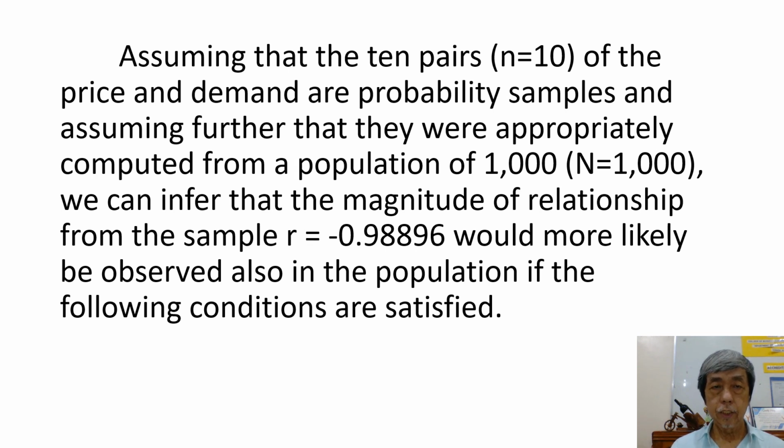Assuming that the 10 pairs of the price and demand are probability samples, and assuming further that they were appropriately computed from a population of 1,000, we can infer that the magnitude of relationship from the sample R equals negative 0.98896 is significant or would more likely be observed in the population if the following conditions are satisfied.